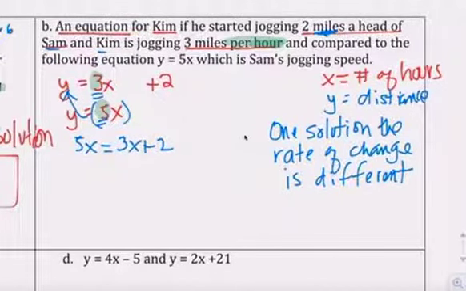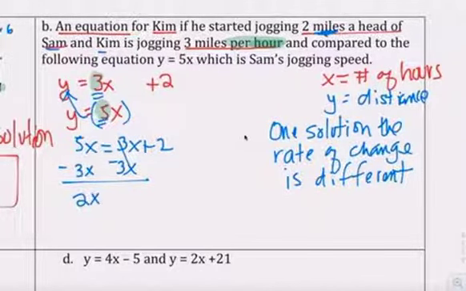Okay? So we know it's one solution. So when we do that, you minus 3x, minus 3x. You get 2x equals 2. Divide by 2. x is 1. So when will Sam catch up to Kim? When will they meet each other?